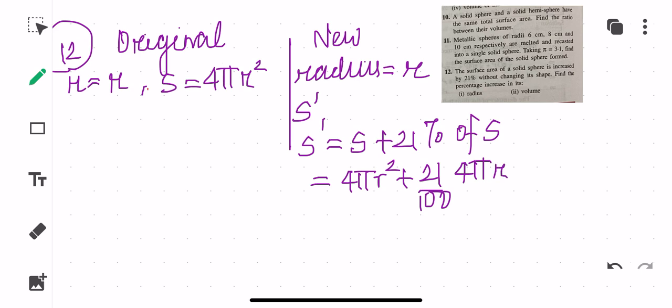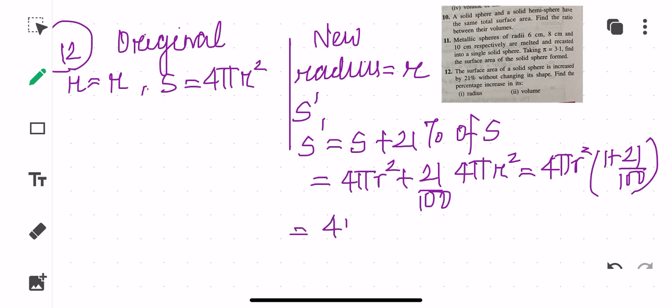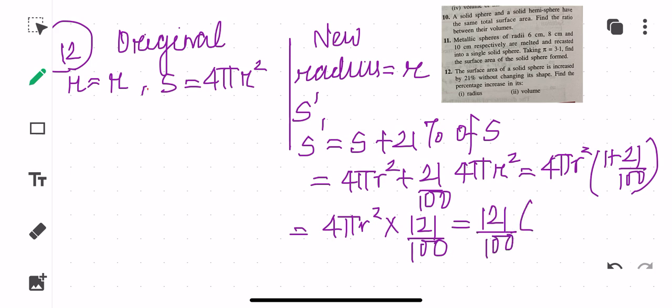So if you take 4 pi r square common, what are you left with? You are left with 1 plus 21 upon 100. So if you take the LCM here, this is going to be equal to 4 pi r square into 121 upon 100. So this is the increased one, children. So this you can write as 121 upon 100 above, and then in the bracket write down 4 pi r square. Okay, so the new surface area is equal to this much of the original.